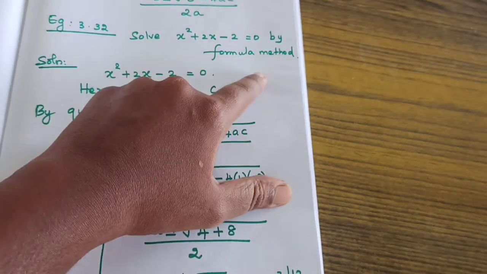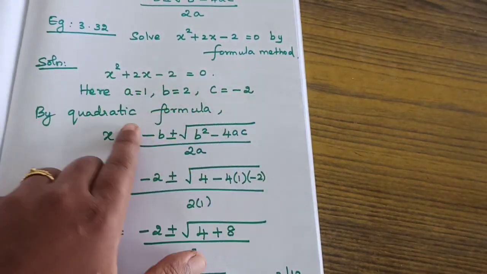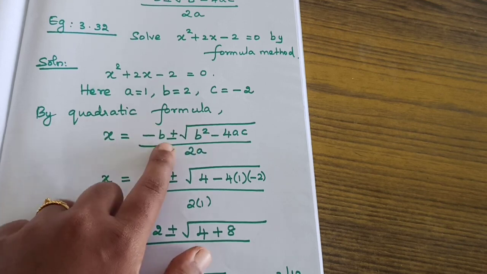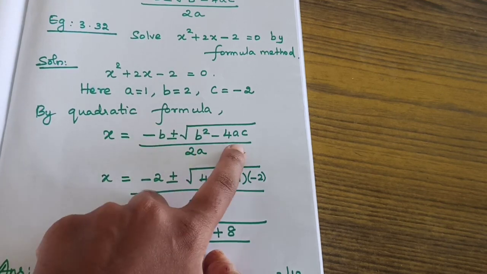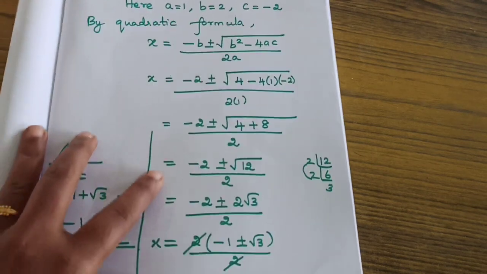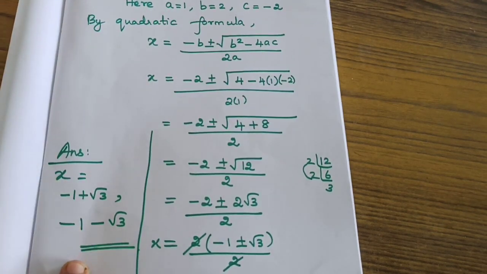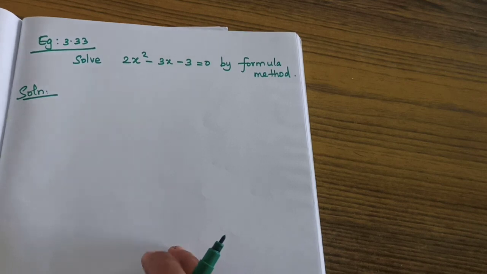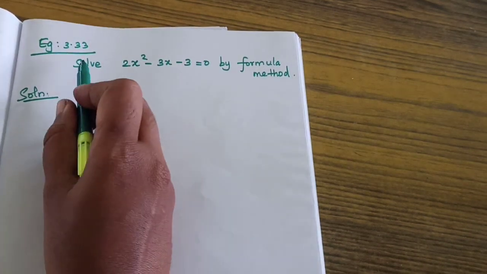The question they will ask like this: quadratic formula. So by quadratic formula, x equal to minus b plus or minus square root of b squared minus 4ac by 2a. So that's how you need to solve it. Got it, students? Okay, dear students, listen, example 3.33.